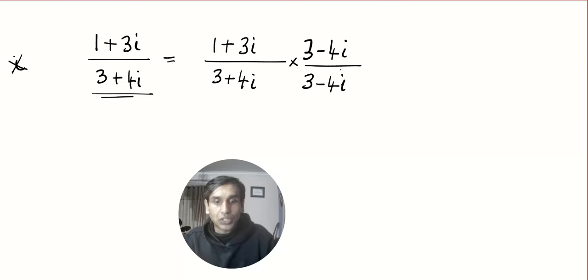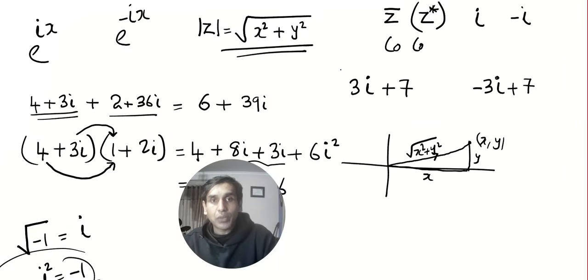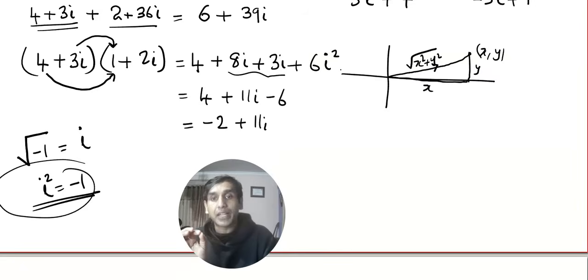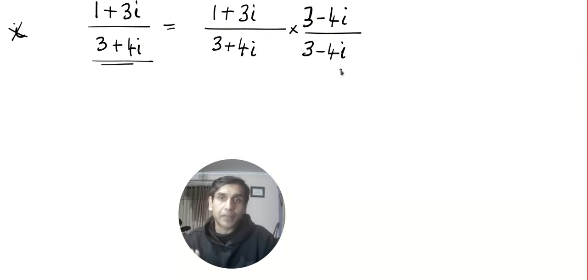I hope you still remember the complex conjugate. What do you mean by complex conjugate? Replace i with minus i or minus i with i. Now that's it. Multiplication. You know how to multiply the numerator.